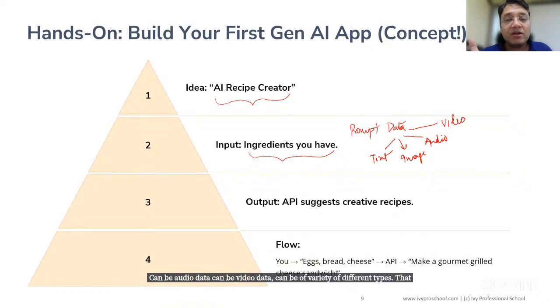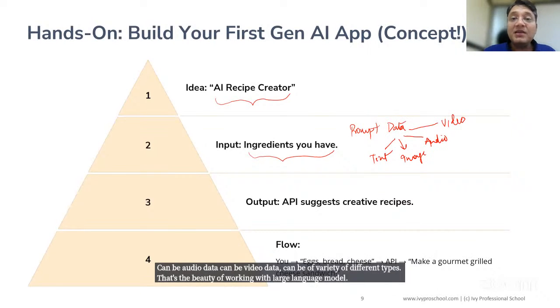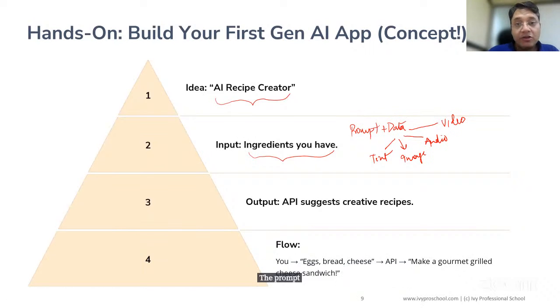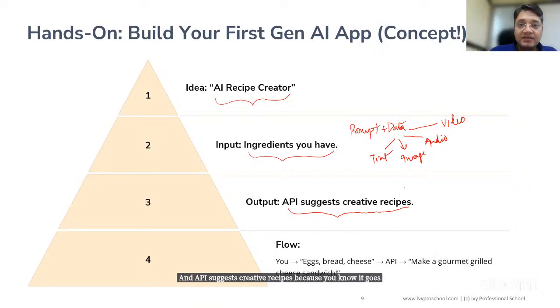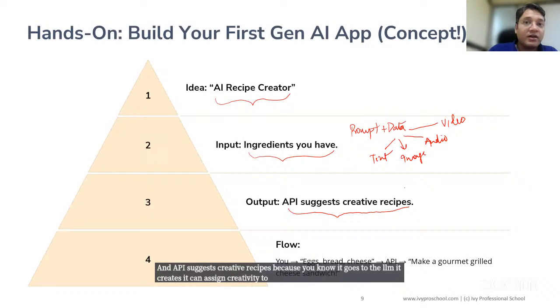That's the beauty of working with a large language model. It's multimodal. That means it's no longer only text driven. It's not only a large language model, but also a large image model, large video model, and large audio model. So that is also an interesting thing. But you do need the prompt and the data along with the idea that you have. And the API suggests creative recipes, because it goes to the LLM, it can assign creativity as well. Even if you're not a creative person, you can instruct the LLM as part of your prompt to apply creativity, and it will give you that creative response back.